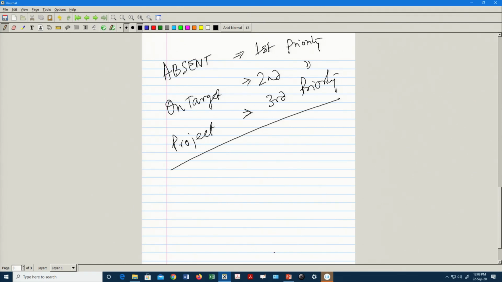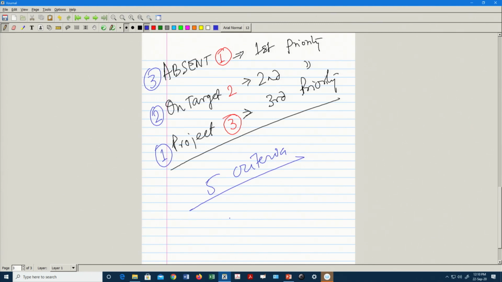So, when you are giving a score, if I give absent a score of 1, this 2, project 3, then there is a problem, no? Because absent will now get less weightage and project will get more weightage. So, it should be reversed. Absent should get 3, on target 2 and project should get 1. Agreed? If there were, let us say, 5 criteria, then the scores would be 5, 4, 3, 2, 1. So, this is the basic difference.